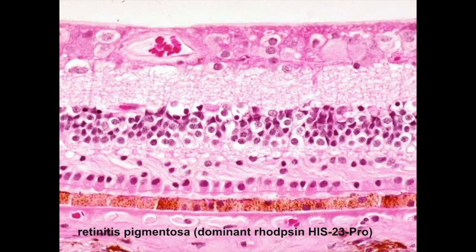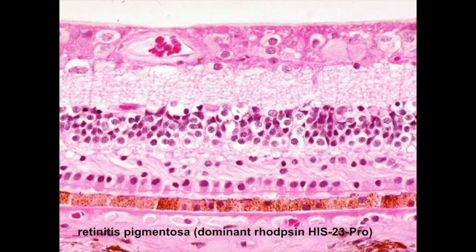some cases. Here's histology of a patient with autosomal dominant retinitis pigmentosa caused by the His23 mutation in rhodopsin. This was the first genetic cause for retinitis pigmentosa that was discovered, by Ted Dryja up in Boston.